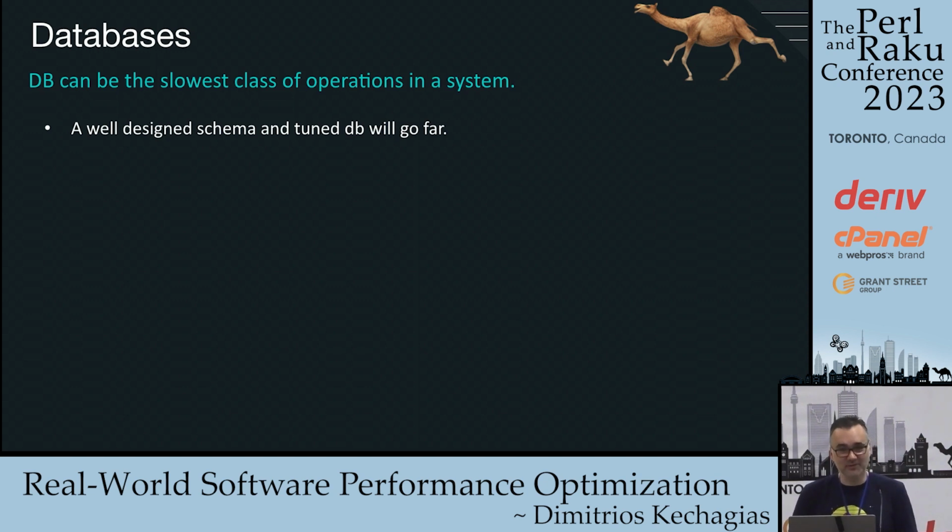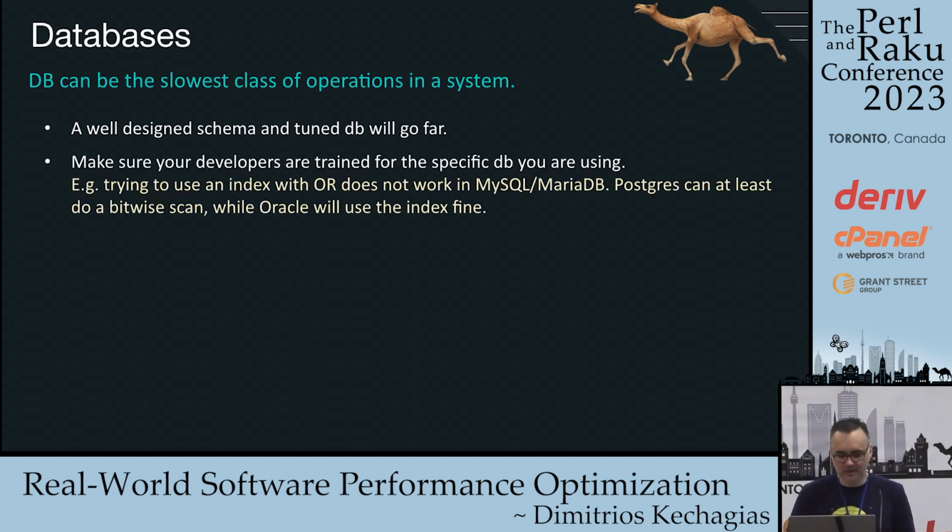Databases can usually be the slowest class of operations because they have remote network I/O and file I/O and computation, and a well-designed schema will go far to help you. And you want to make sure your developers are trained on the specific database you're using. For example, if you're using MySQL, you cannot take advantage of indexes by using OR in your where clause. Well, Postgres can at least do a bitmap scan there. And with Oracle, you'll be fine. You'll just be paying a lot.